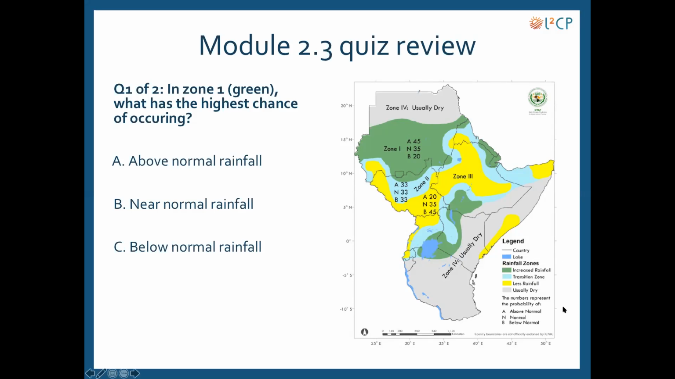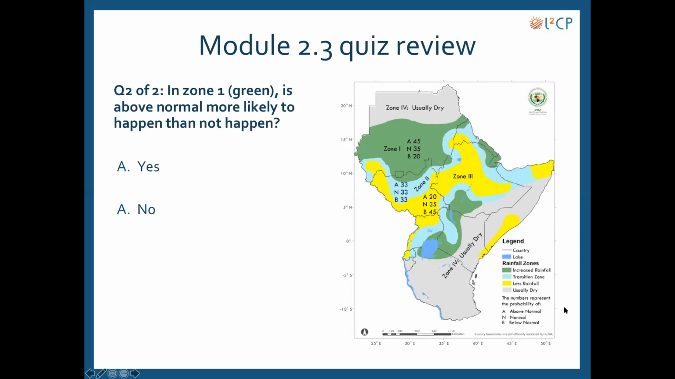That's question 1. And then question 2, a bit of a tongue twister here, so have a think about it. In zone 1, again, the green zone, is above normal more likely to happen than not happen?